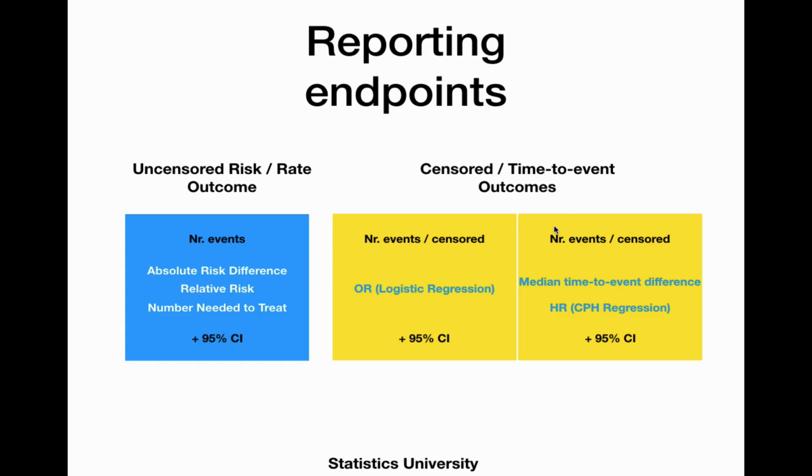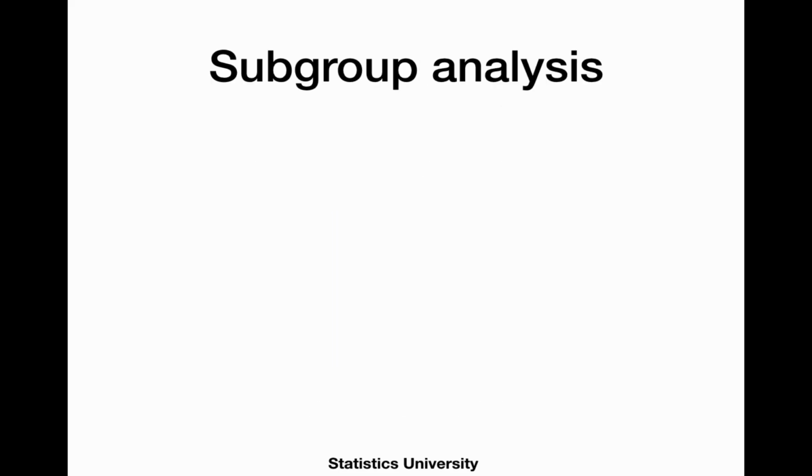In time to event outcomes, you should also mention the number of events and number of censored in the different groups, together with the median time to event difference and the hazard ratio for a Cox proportional hazards regression, along with its 95% confidence interval. So the p-values are the least important, but if you mention them, use exact p-values instead of cutoffs.